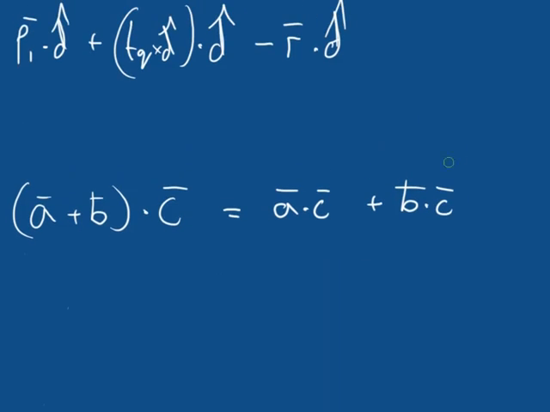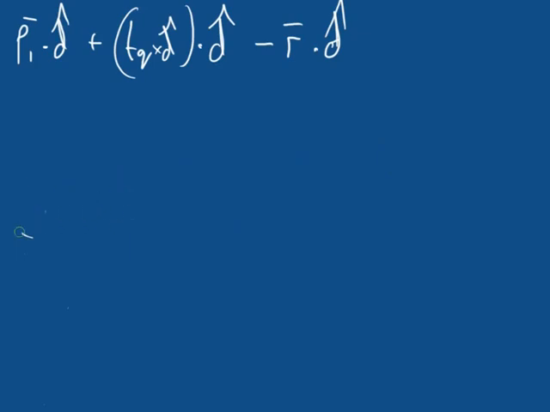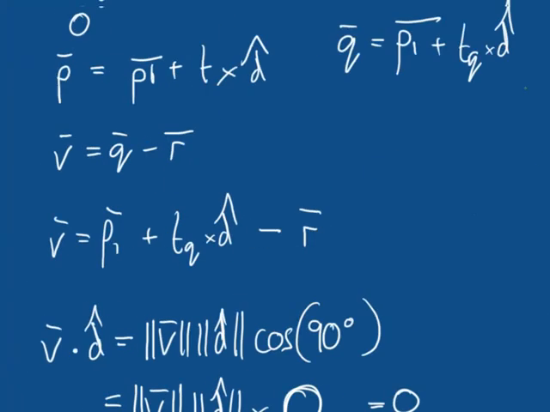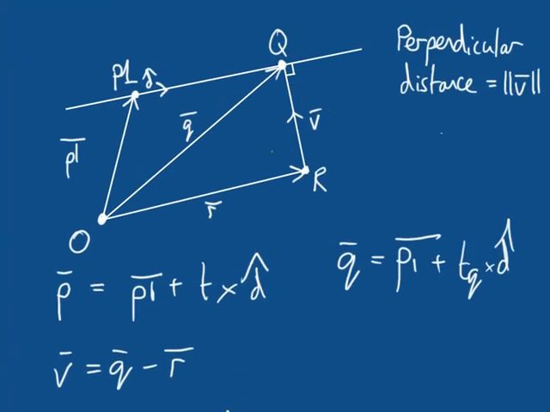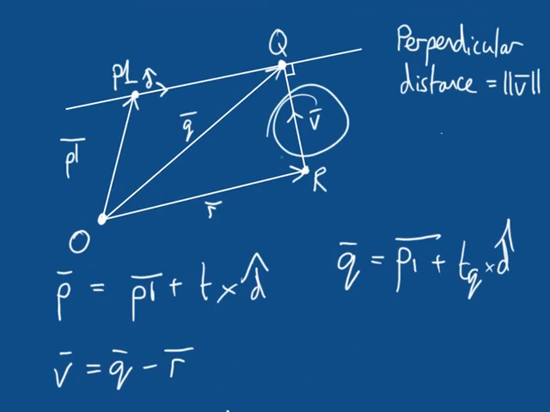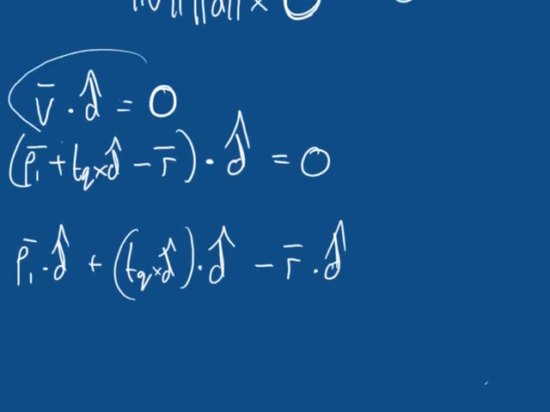Now that was getting a little bit out of what I wanted to be talking about in this video, so I am now going to refresh our memory of where we'd got to in solving that problem. So if you recall, we were solving our problem, and we said that our vector v, which we'd found to be equal to P1 plus TQ times D minus R. So we knew that that's our vector V, and because it's perpendicular to D, if we take the dot product of V dot D, that's equal to 0.